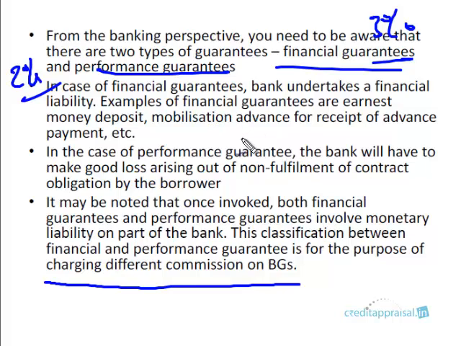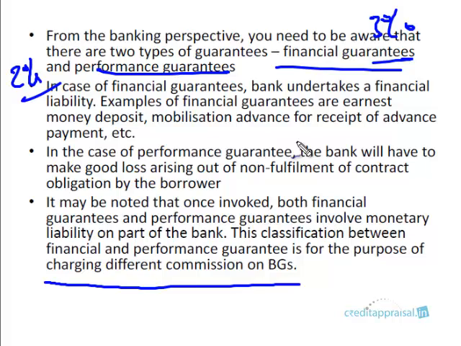Basically, all BGs will end up being financial guarantees. Okay, so in case of a financial guarantee, the bank undertakes a financial liability. Okay, don't ask me, in case of a performance guarantee, doesn't the bank take a financial liability? It does. Again, I told you, in the end, all guarantees are financial guarantees. But for the purpose of distinction, let us understand that in financial guarantees, the bank undertakes a financial liability. Examples are, we discussed the earnest money deposit, mobilization advance. Okay, all these are financial guarantees.